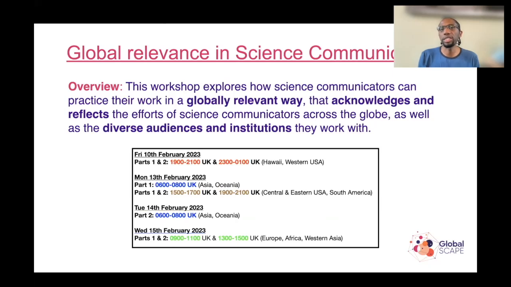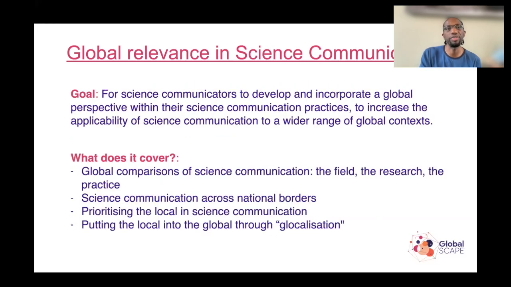Global relevance in science communication was a workshop that explored how science communicators can practice their work in a globally relevant way, whatever that was, which we had to find out and actually work out within the session. And it had to acknowledge and reflect the efforts of science communicators across the globe, as well as the diverse audiences and institutions that they work with.